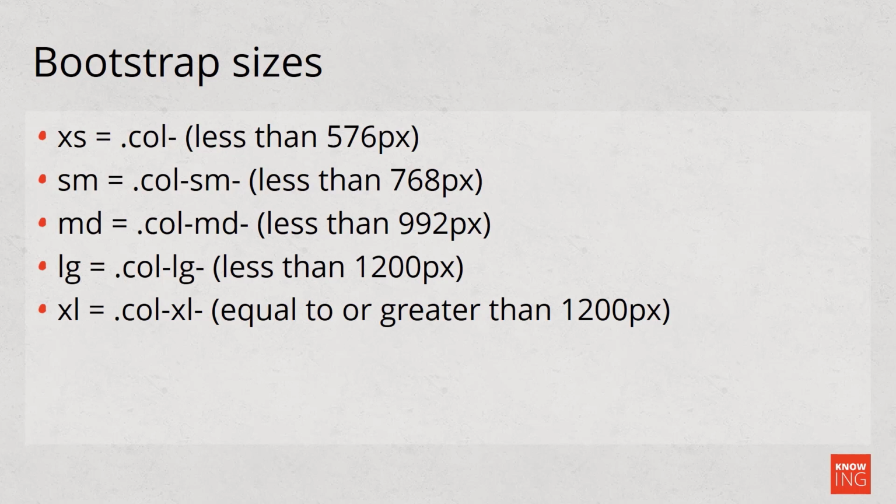So you can see how it is written in Bootstrap. .col means for the extra small size. .col-sm is for the next size up. For medium, it's .col-md, for large .col-lg, and then for extra large .col-xl.